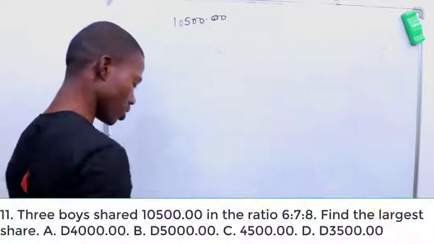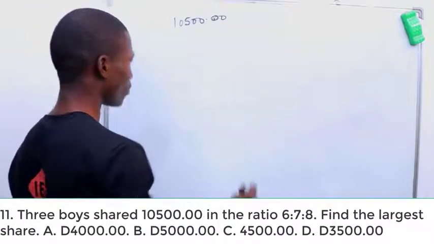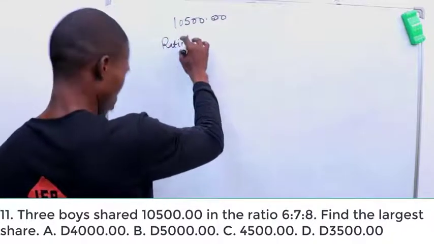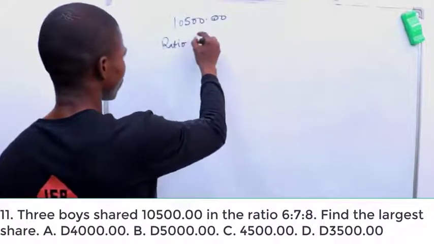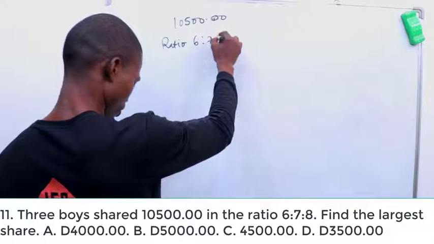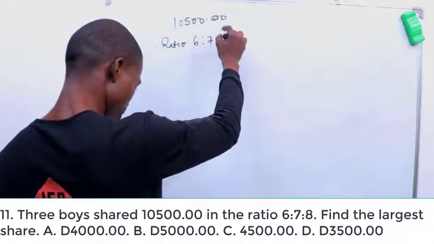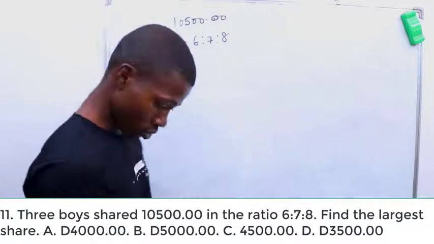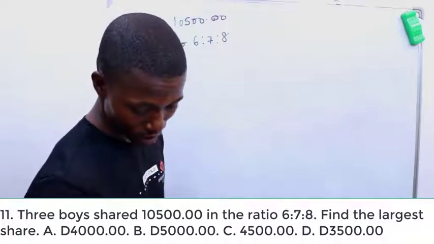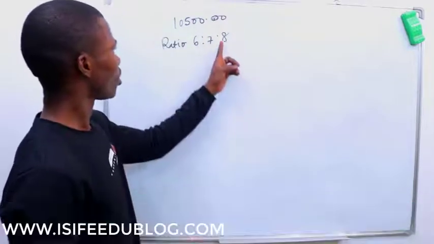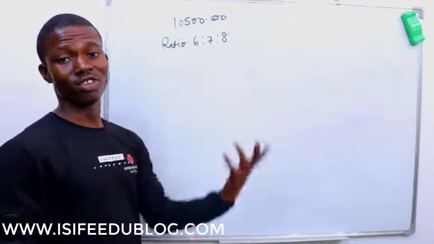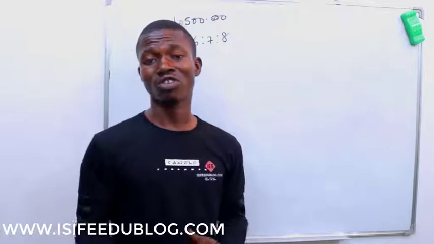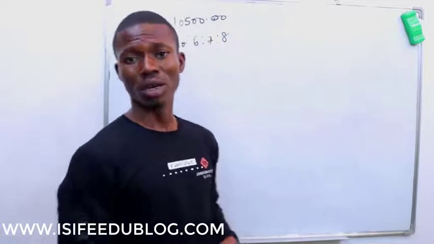3 boys share 10,500 in the ratio of 6 is to 7 is to 8. Find the largest share. Okay? So they want us to find the largest share. Automatically we know this 8 is the largest share. If you have the highest ratio, that is the largest share. Okay, but let's proceed and see how to solve it.